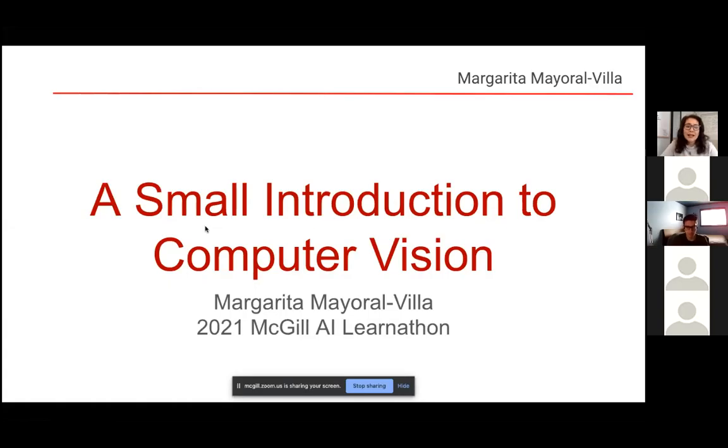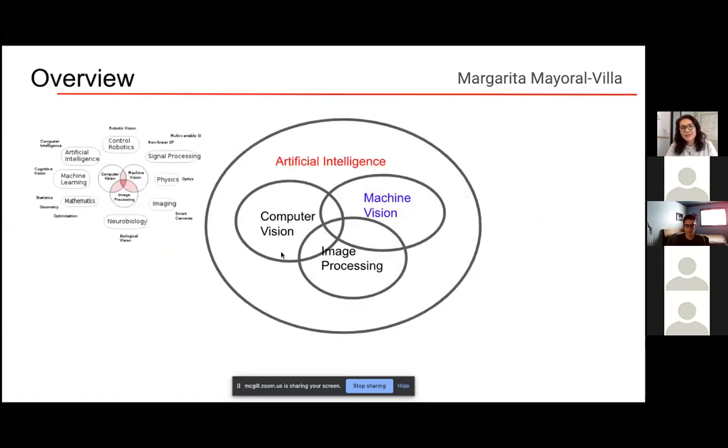Okay. Hi, everybody. This is going to be a small introduction to computer vision. It is not going to be very high level. I mean, it's not going to be very difficult. It's really a small introduction, so I hope that you enjoy it. Let's start.